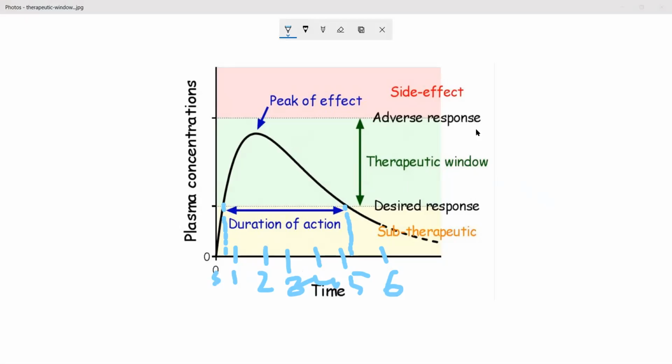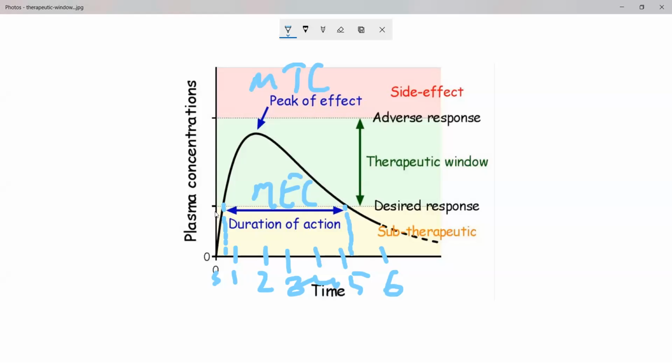Okay. Therapeutic window is essentially the difference between minimum effective concentration and minimum toxic concentration. Okay. Minimum effective concentration is the minimum concentration that is required to show a proper clinical response. For that drug to show its effect, it needs to reach a minimum concentration that is beyond the subtherapeutic dose. That is called MEC. Okay.